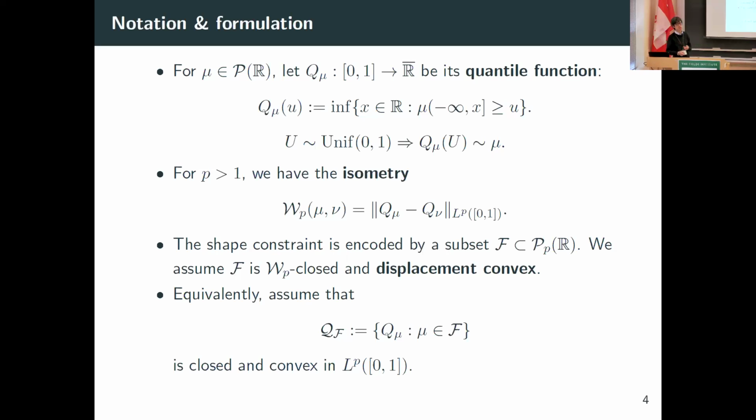What matters is that it is non-decreasing. And so in this talk, we consider Wasserstein P for P greater than 1. This is because we have the strict convexity. When P is equal to 1, we don't have the uniqueness of the projection. So then we know that the Wasserstein distance is equal to the LP distance between the corresponding quantile functions. So we have an isometry.